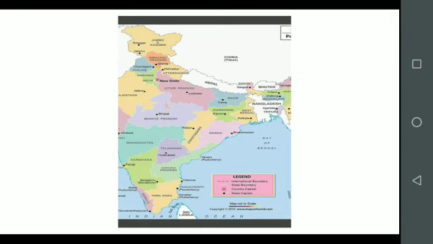So here is a political map of India, and we have a small legend shown here, which has the symbols of international boundary and the capital city and the state capitals. So, this is how the legend can be used to notify the important places on the map.